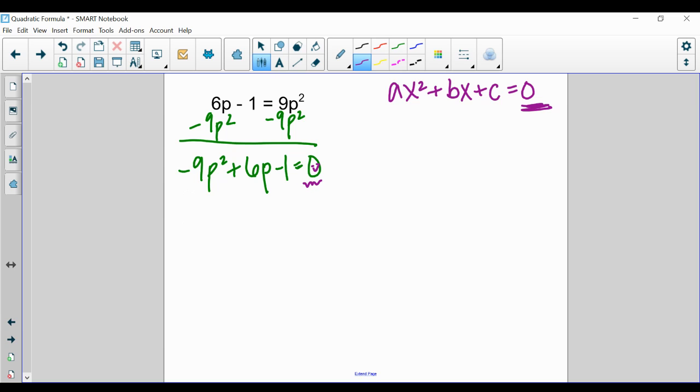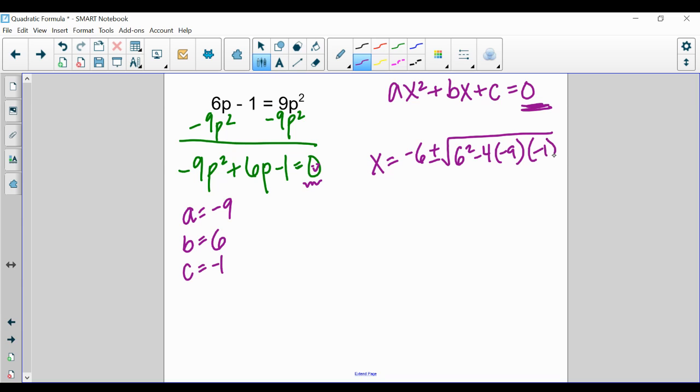We are going to be at a equals -9, b equals +6, and c equals -1. So now I can plug it in. X equals -b plus or minus the square root of b squared minus 4ac all over 2a.